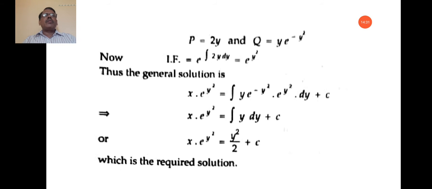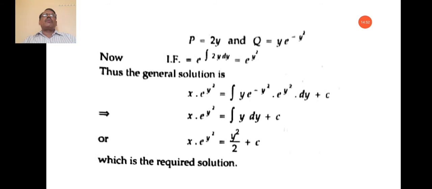So, e power y square into e power minus y square becomes e power 0, that is 1. So, remaining is y into dy plus c, or the integration of y is y square by 2 plus c. So, x into e to the power of y square is equal to y square by 2 plus c. This is the required solution of the given differential equation.